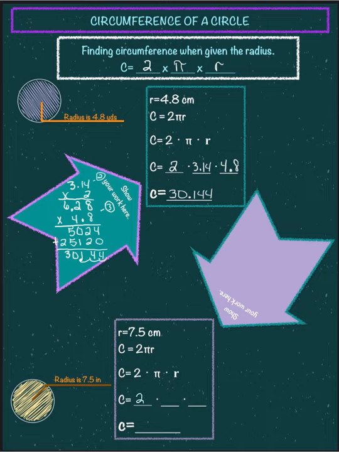So in our second example, in our blank spots, we're going to write 2 times pi, which is 3 14/100, times 7 5/10. Now we're going to go work out the problem. We're going to first multiply pi, which is 3 14/100, times 2. We're still going to note that we have 2 decimal places in our answer.